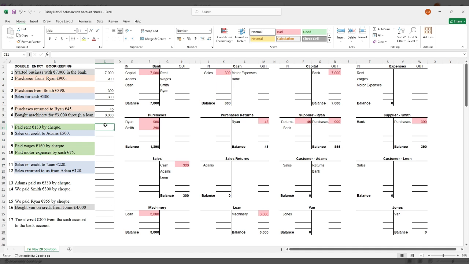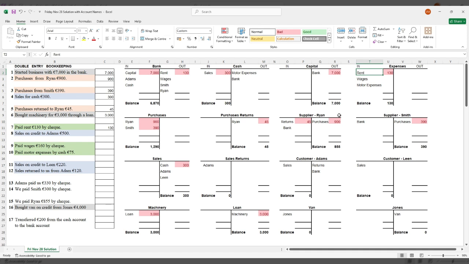Paid rent by check, 130. Now, this is going to go into the expenses account. I really should have created 3 accounts, one for expenses, one for wages, one for motor expenses. I didn't have space on the screen. That's why they're all in one. And again, so what happened here, we paid rent of 130 out of the bank account. Rent. That's what it's about. Okay, I wrote rent there rather than the name of the account. But basically, we should have 3 separate accounts. I'll explain that again in class.